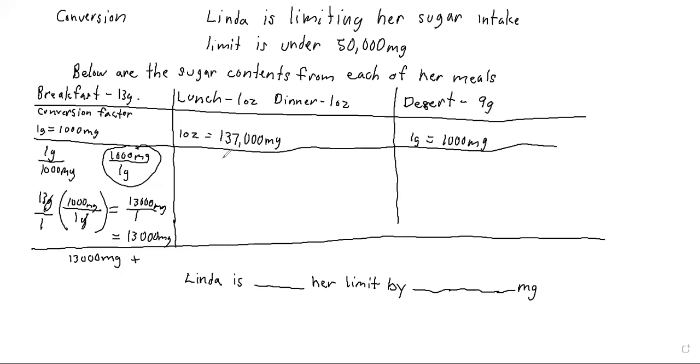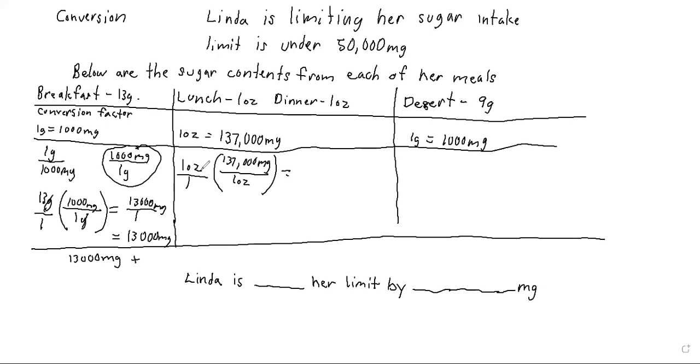So our conversion factor is going to be 137 milligrams over 1 ounce, right? I'm going to go ahead and multiply that out. So 1 ounce times this conversion factor in fractional form. Remember, we have to write all the numbers in fractional format. So we put a 1 underneath the 1 ounce.